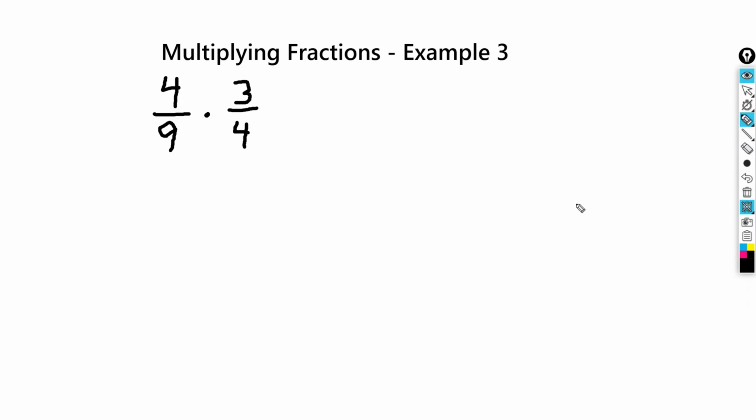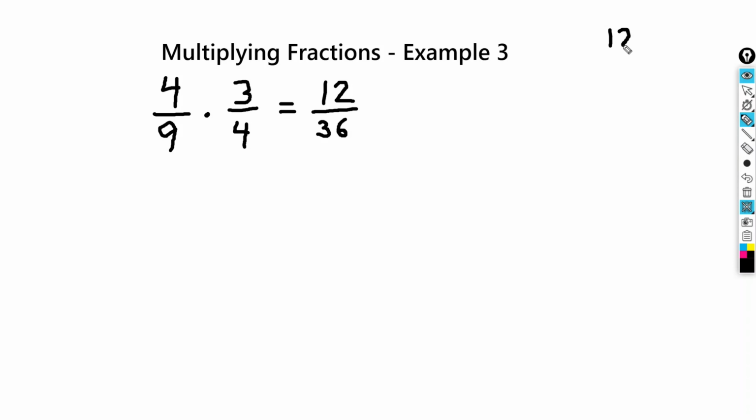Okay, in example 3, we have the fraction 4/9 times the fraction 3/4. Now I'm going to go through this problem in two different ways. One with just simplifying after, so we're going to multiply the numerators and denominators and then simplify. And then I'm going to show you the second method, which I would recommend. It makes it a little bit easier, is simplifying before. Okay, so first off, we're going to do 4 times 3. Well, 4 times 3 is 12. Then we're going to multiply the denominators. 9 times 4, that's 36.